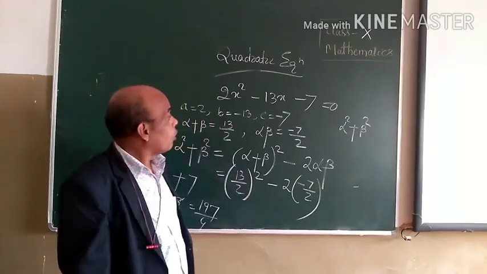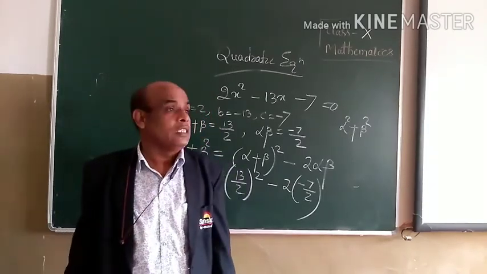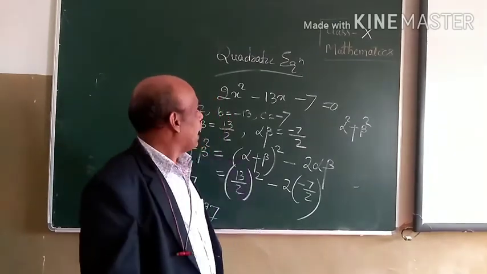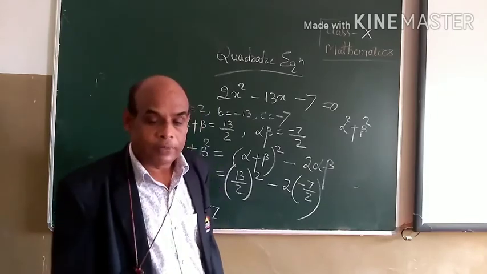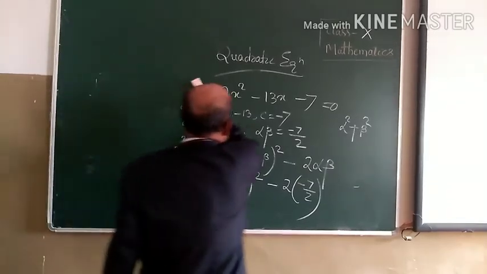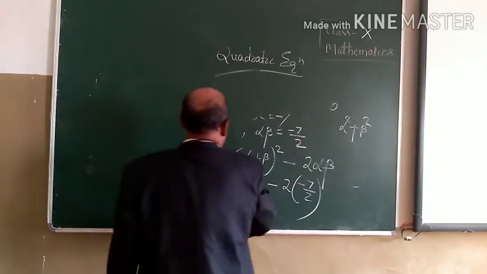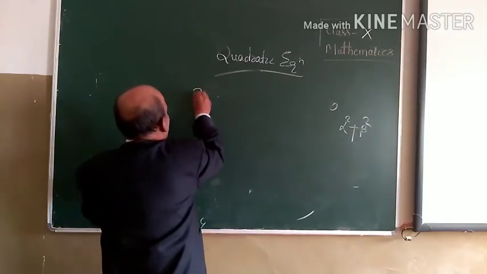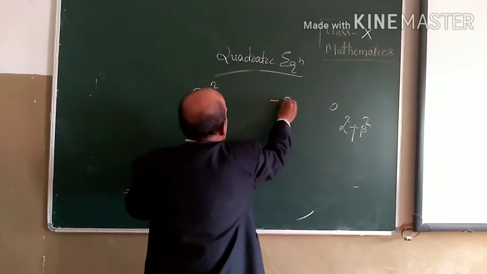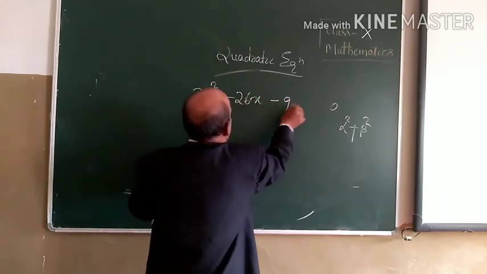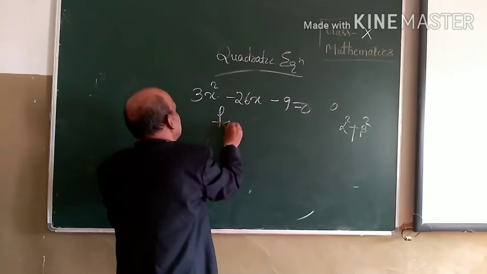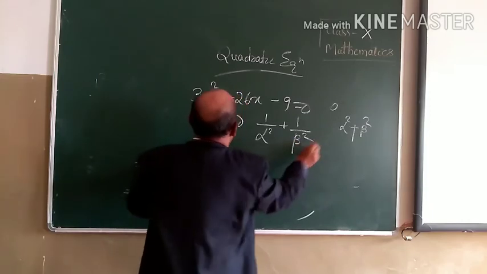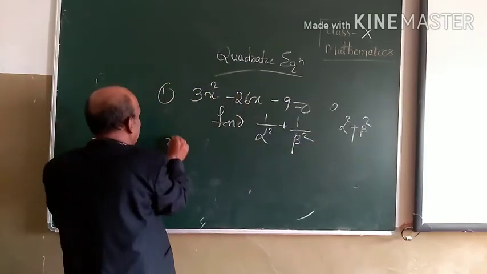So dear students, the quadratic equation chapter is already completed. I will now give only 2 questions for you as a home task, and you have to solve them. So write the question here. Find: 3x square minus 26x minus 9 is equal to 0. Find 1 by alpha square plus 1 by beta square. That is question number 1. Question number 2.